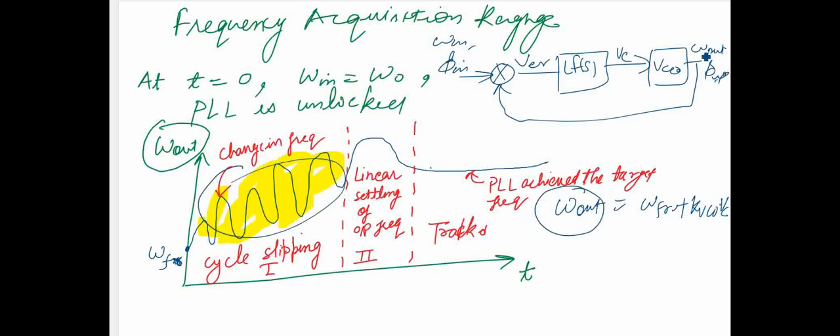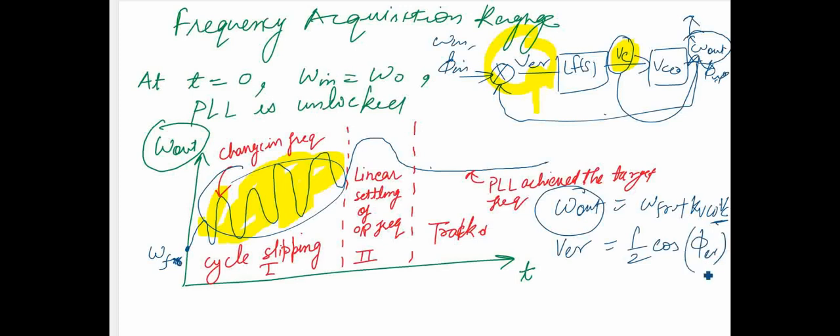So why in omega out are we observing such changes in frequency, up and down? If there are some ripples in the output frequency, these ripples can be present only if some ripples are there on VC, because omega out depends on VC only, right? So if VC has ripple, then only omega out can have ripple. And since VC is the filtered version of V error, we can say that V error also has some ripples. And what is V error? V error is equal to half cos phi error. So why does V error have ripples? V error can have such peaks and troughs only if phi error changes by 2 pi.